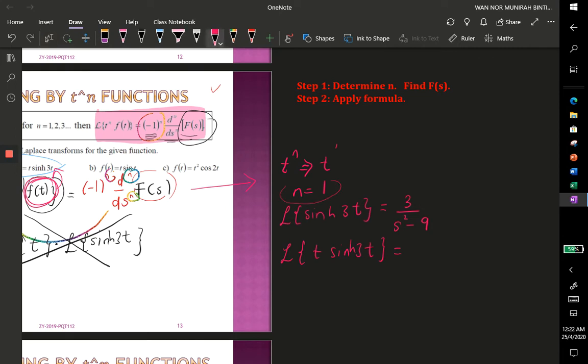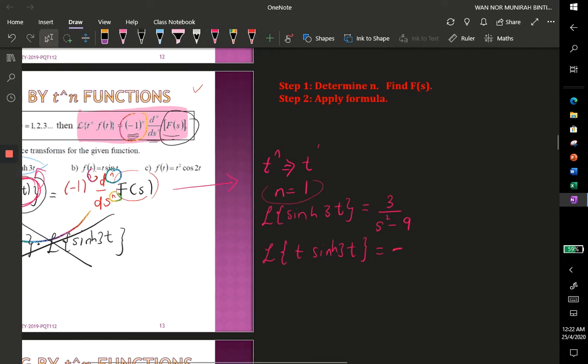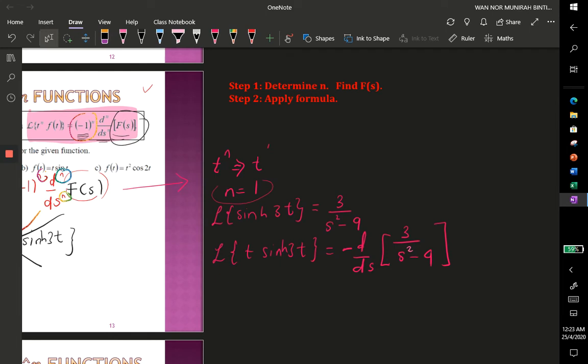(-1) to the power of 1, so you have a negative sign in front. And then you just need to differentiate your F(s) with respect to s once, one time only. F(s) is 3 over s squared minus 9. This is just simple differentiation. You need to apply the quotient rule, u over v. I don't want to show you the differentiation, so that is your part. I just take the solution.